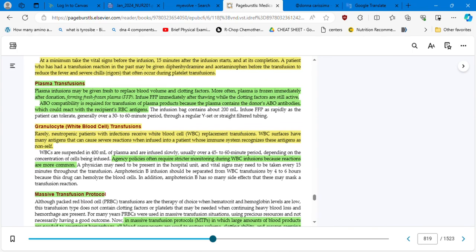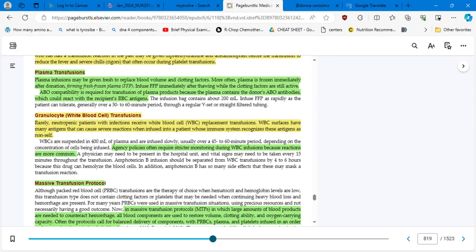Let's talk about plasma transfusions. Plasma may be given fresh to replace blood volume and clotting factors. More often, plasma is frozen immediately after donation, forming fresh frozen plasma. Infuse FFP immediately after thawing while the clotting factors are still active.